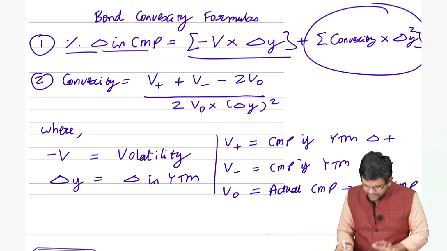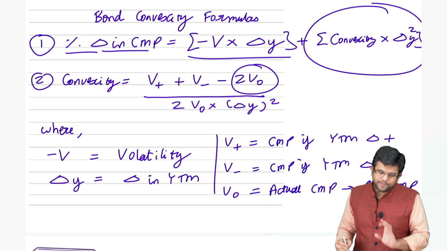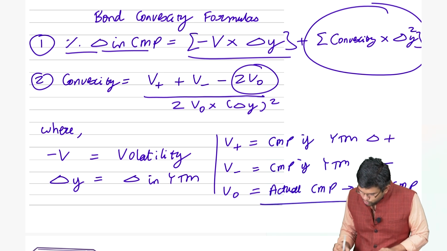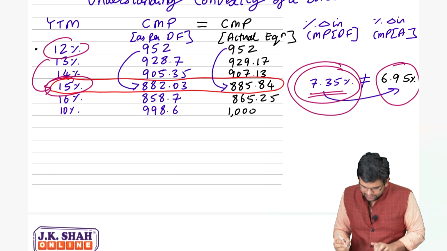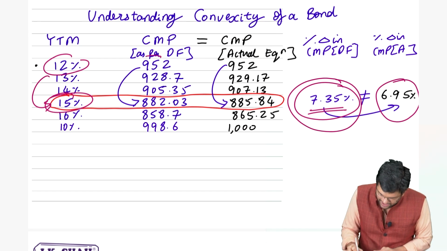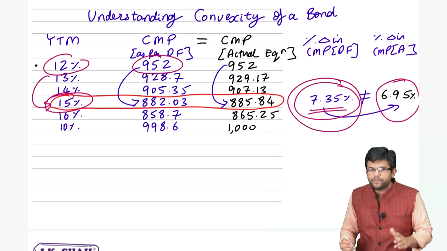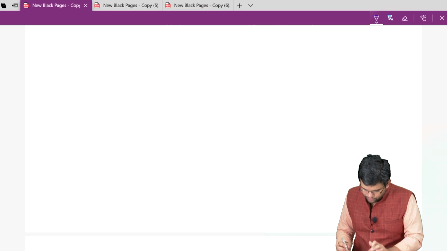Now children, in that convexity, first of all I'll explain to you the terms that you know. This V plus and V minus you forget. 2V0 I'll explain. Children, 2 you know, 2 is nothing but 2. V0 is the actual current market price, that is the base current market price. So children, the base current market price is 952 rupees. Everybody clear? The base current market price is 952 rupees when the YTM is 12%.